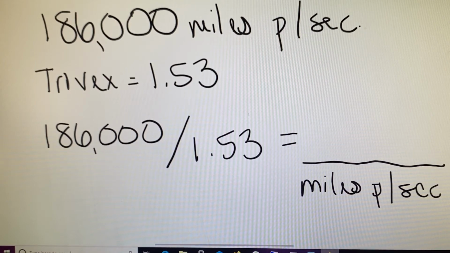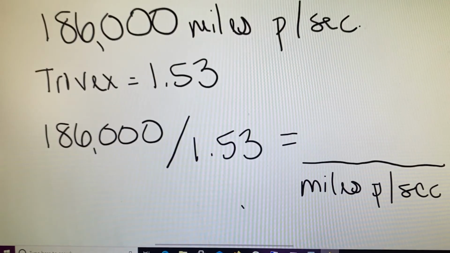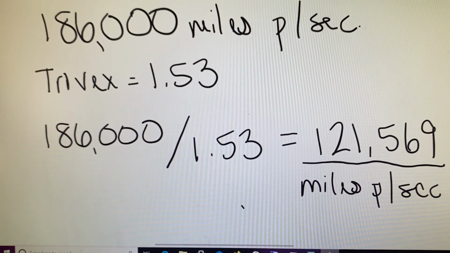So let's grab our calculator. We do 186,000 divided by 1.53 equals 121,568 or 569. So 121,569. So we would say that the speed of light in Trivex is 121,569 miles per second.